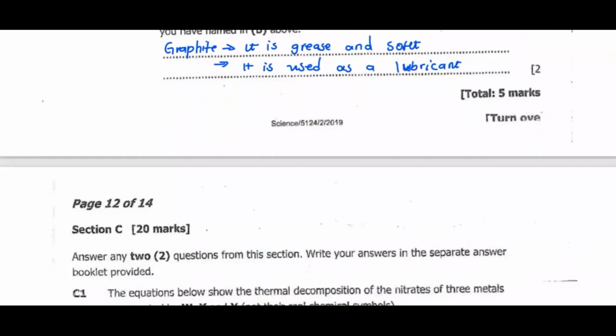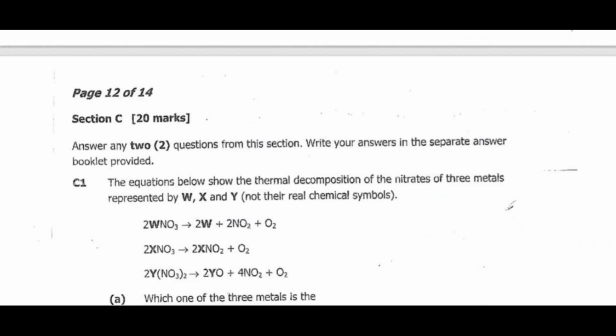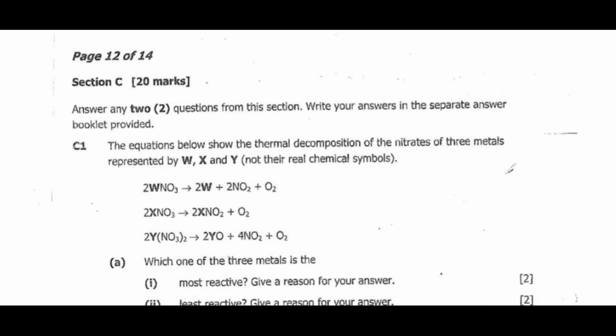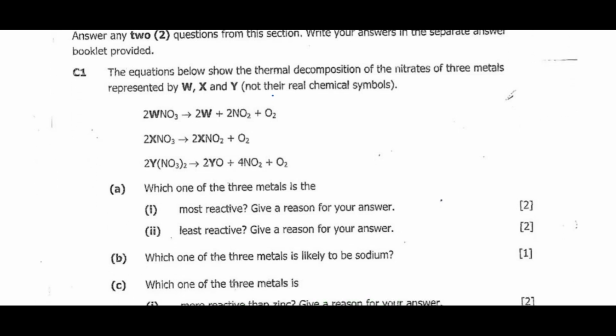Okay, so we are done with section A. Let's go to section C. Answer any two questions from this section. Write your answers in the separate booklet. Now here we'll just share one or two points.